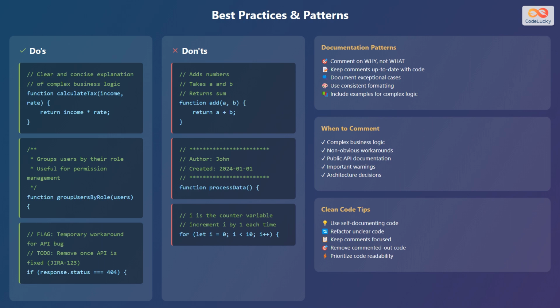When commenting, make sure to include complex business logic, non-obvious workarounds, and public-facing parts of your code. Also comment on important warnings or architectural decisions. When writing your code, try to write code that is self-documenting or makes sense without much comment. Refactor unclear code. Keep your comments focused and remove old commented out code, and try to keep your code as readable as possible.